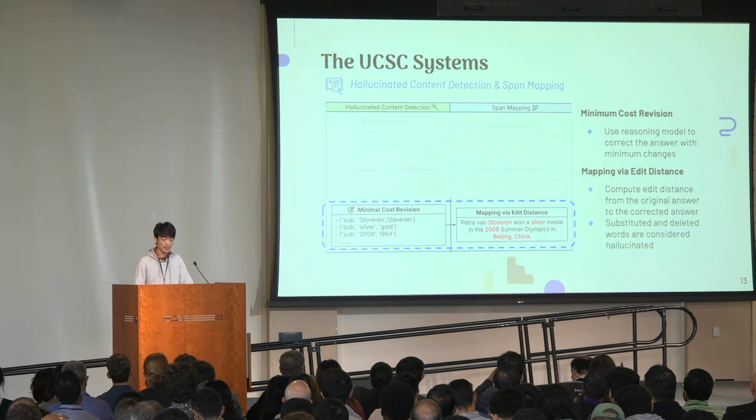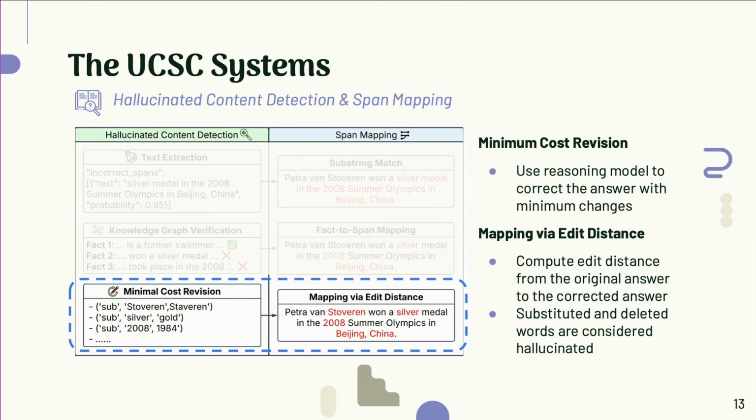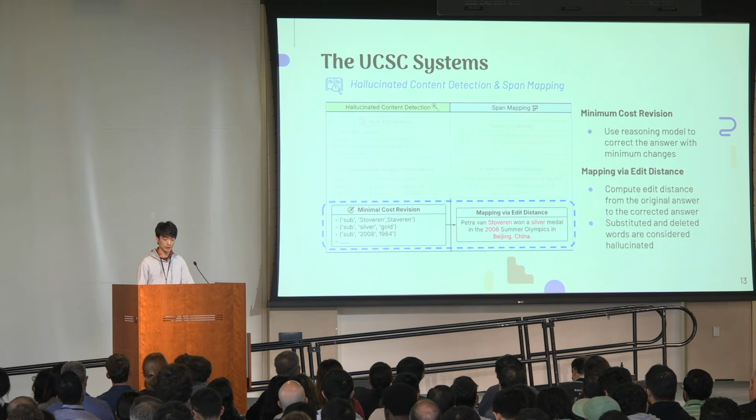Finally, the last approach is minimum cost revision, where we use a reasoning model such as O1 at that time to correct the answer with the minimum number of changes. Then we do span mapping by computing the edit distance from the original answer to the corrected answer. The tokens that were marked as substituted or deleted are considered to be hallucinated.